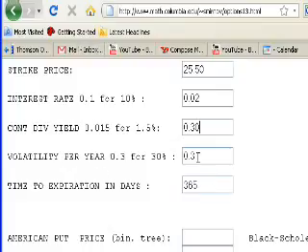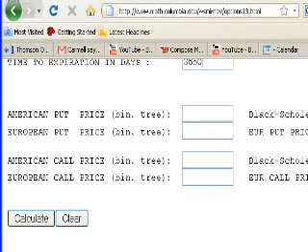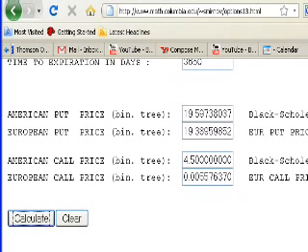Volatility per year: I think 30% is pretty fair, that in any given year the perceived value of this could fluctuate by 30%. And then time to expiration. These are long-lived assets. For a lot of mortgage assets, the average maturity is around 10 years. So instead of 365 days, let's make it 10 years, 3,650 days. And let's calculate it. What we want to worry about is the American put.